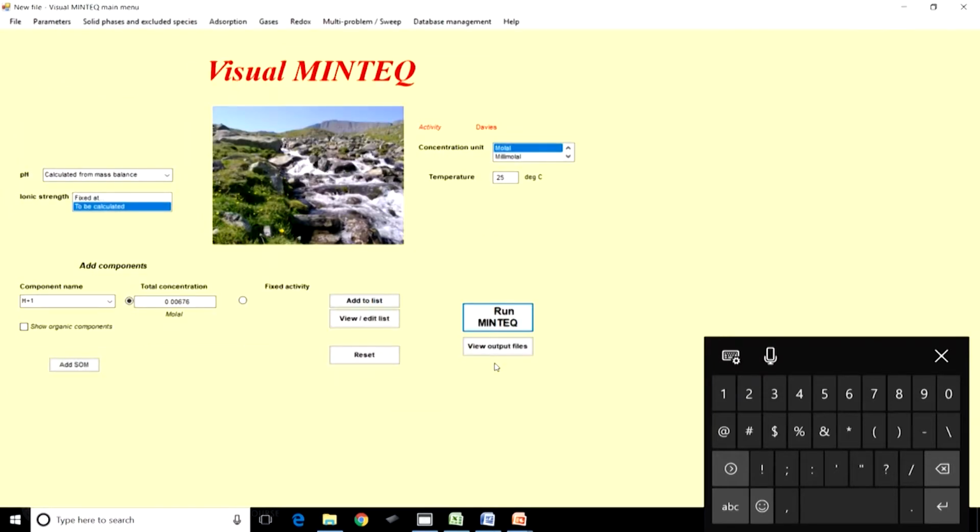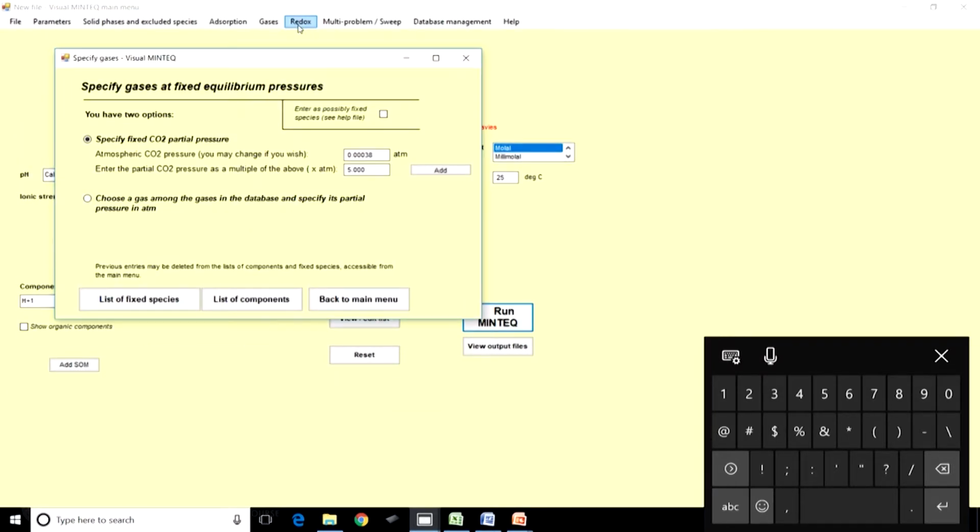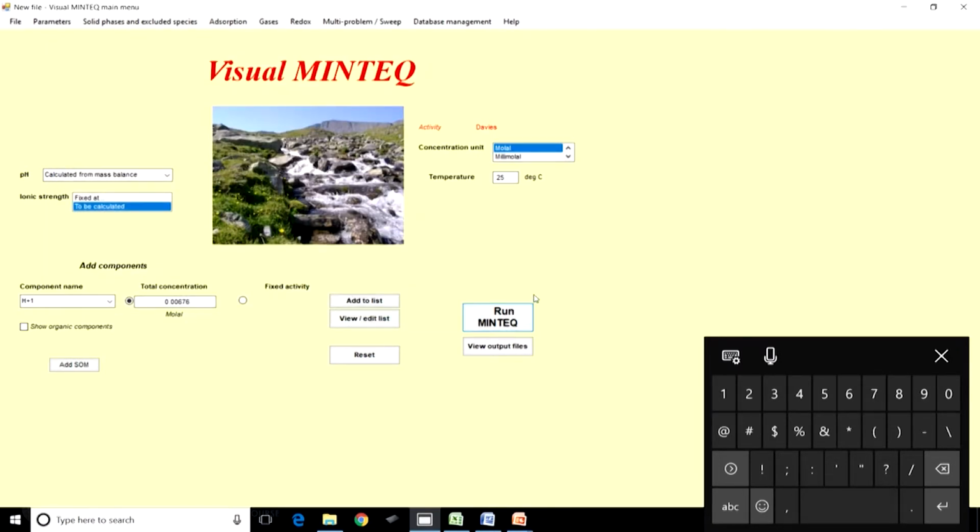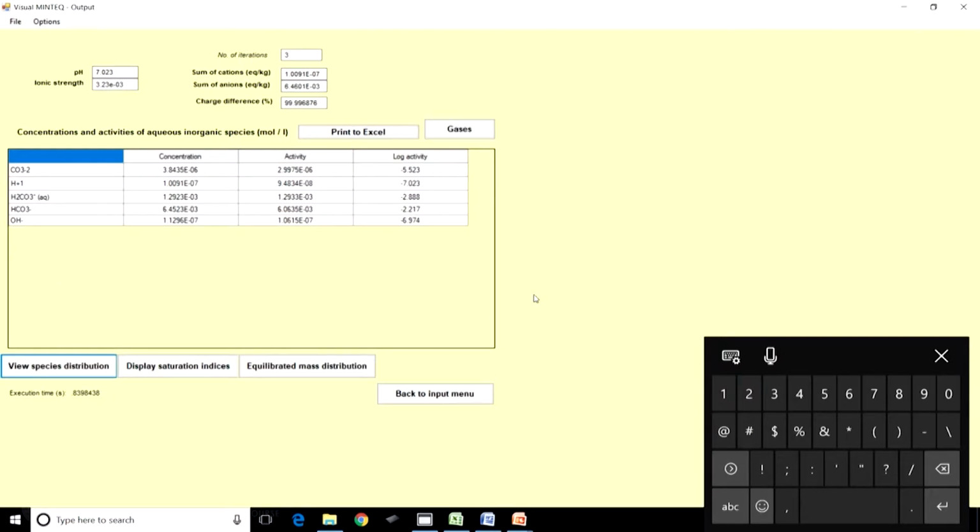Let us go back and change it again, or increase the concentration. Just for the sake of this theoretical aspect, let us say 100. I am going to add that, go back to the main menu and run MINTEQ, and now you see that the pH is starting to fall further. So let us go back to our particular case.